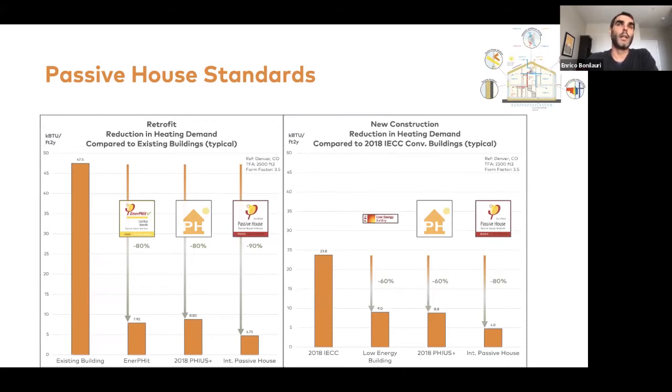So if you're looking at trying to get to net zero or significantly reduce your need for energy, these standards allow for a very good tool to get very far in that reduction, whether you're looking at retrofitting a building or having an improvement compared to just a baseline of code compliance.